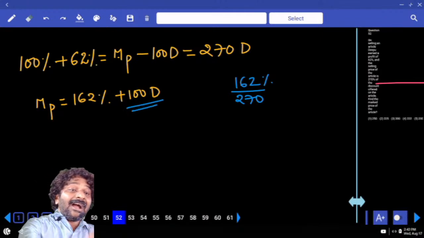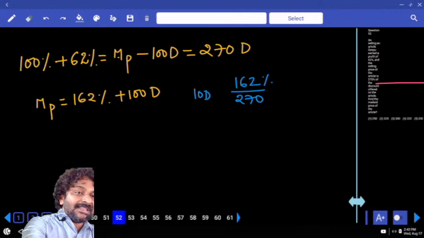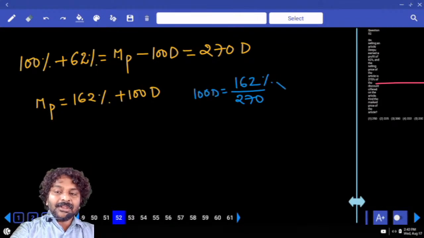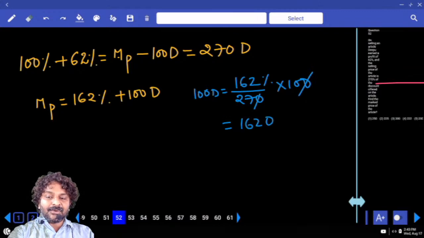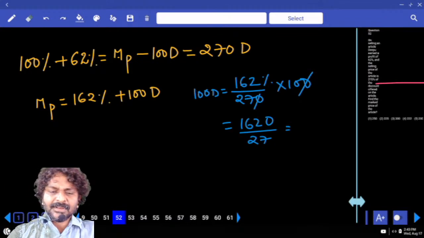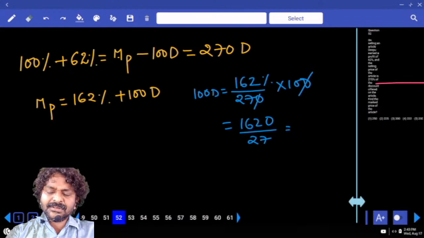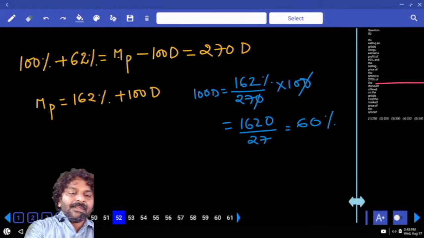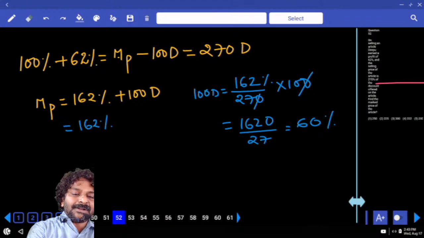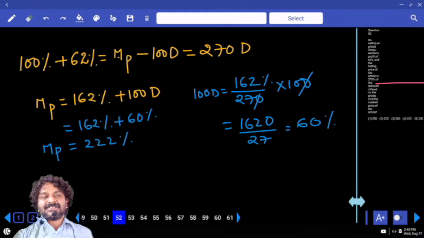Now we want to calculate the 100D value. So 100D is equal to 162 divided by 270 into 100. 0, 0 cancel. 1620 divided by 27. 27 approximately 30, right? 5 times, no, 6 times is 162. Yes. 6 times and then a 0. So 100D is equal to 60%. Got it? Then market price is equal to 162% plus 60%, and that is equal to 222%. So market price is equal to 222% of the cost price.